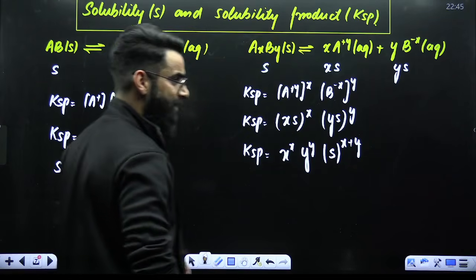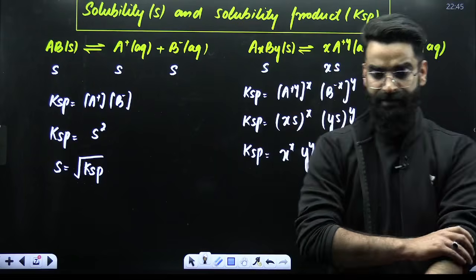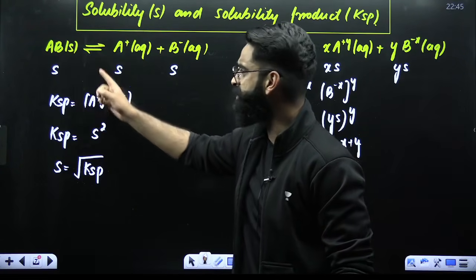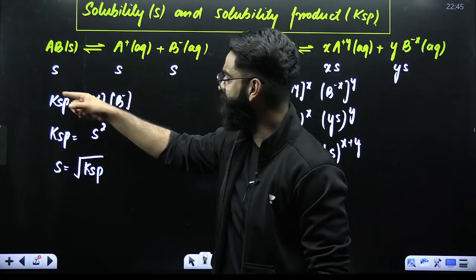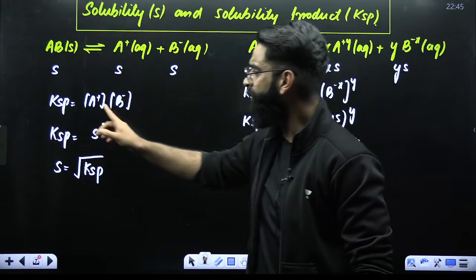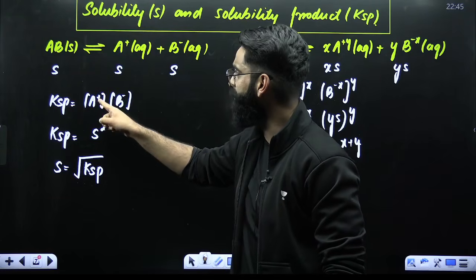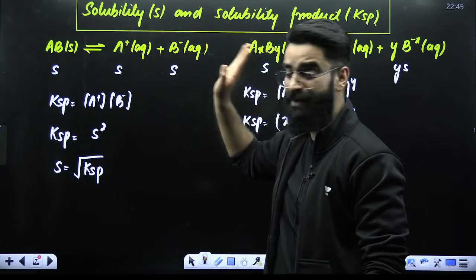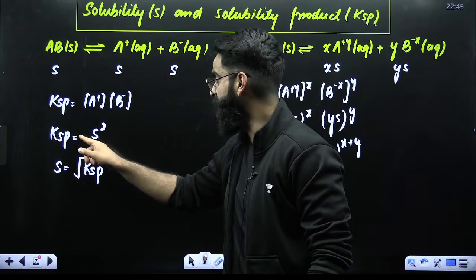Similarly, a question is asked on solubility and solubility product. My dear students, for example, this is a sparingly soluble salt, right? Let its solubility be S. If its solubility is S, I'll say concentration of A positive will be S, concentration of B negative will be S. How do you write the Ksp expression? Concentration of A positive raised to its stoichiometric coefficient multiplied by concentration of B negative raised to its stoichiometric coefficient. So Ksp will be equal.